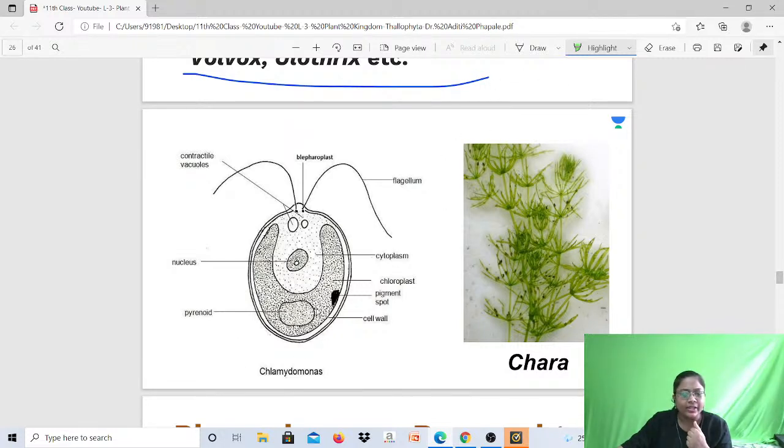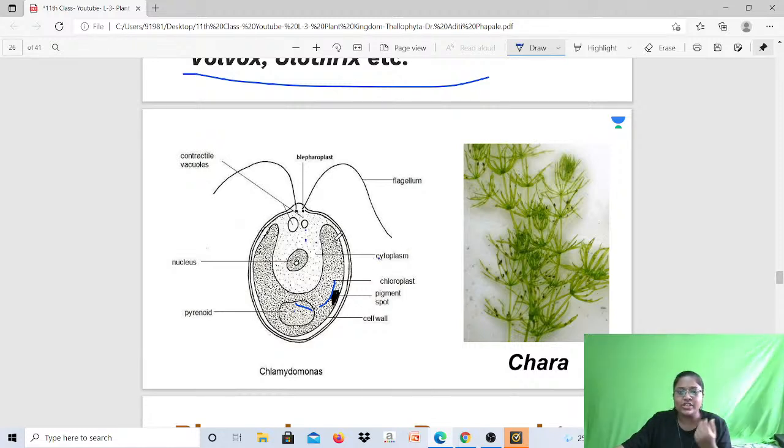So you can see pyrenoid in this diagram. Pyrenoid, you can see the cell wall, pigment spot, chloroplast. This entire thing is chloroplast, hai na? Within the chloroplast you can see the pyrenoid structure, then the pigment spot, you can also see the cytoplasm. This entire thing is the cell, unicellular, so a single celled organism, Chlamydomonas, green algae. It is unicellular, meaning the entire body is made up of only a single cell. Theek hai, so this is a single cell and inside the cell you have this cytoplasm.